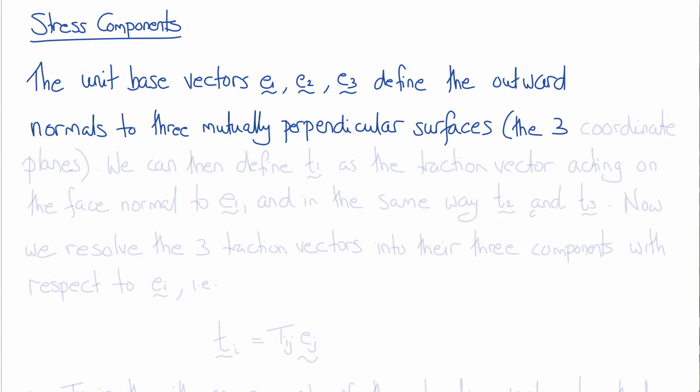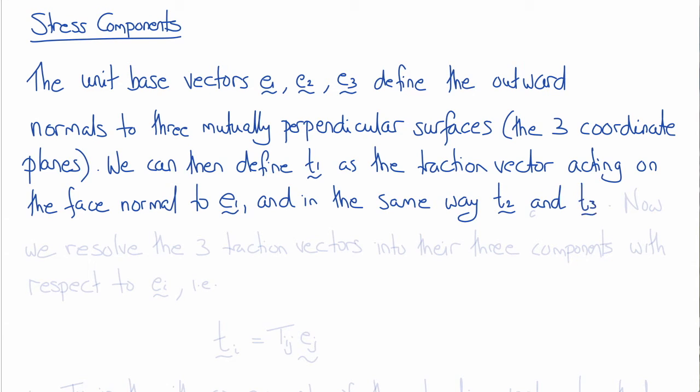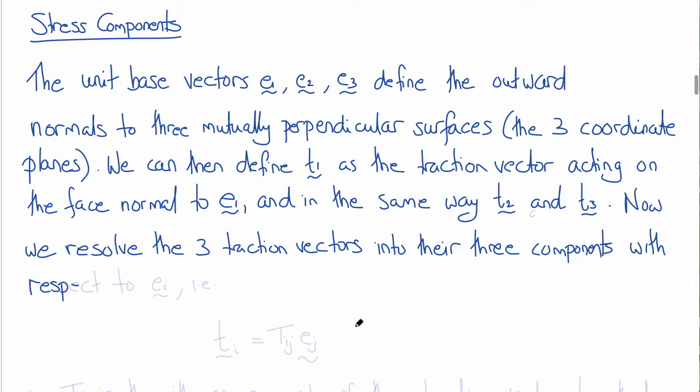Now we can define the traction vector T1 as the traction acting on the face normal to E1. In other words, the traction acting on the YZ or X2, X3 plane. And similarly, we can define T2 as the traction vector acting on the plane whose normal is E2, and T3 as the traction vector acting on the plane whose normal is E3. Now, if we resolve each of these three traction vectors into their three components with respect to that same coordinate system, then we get nine numbers, the three components of each of these three traction vectors.